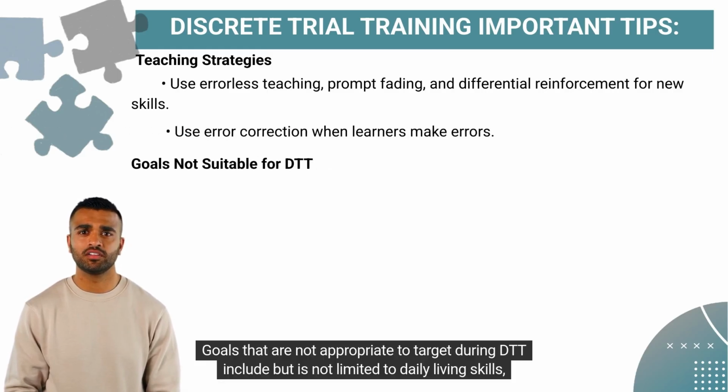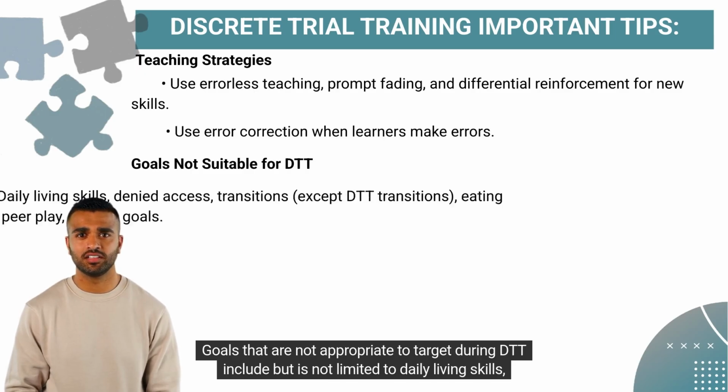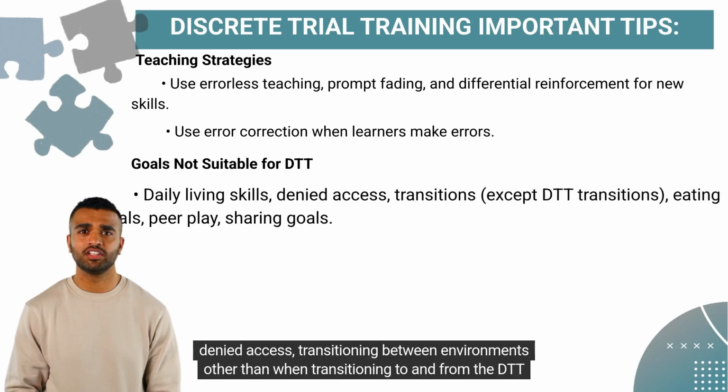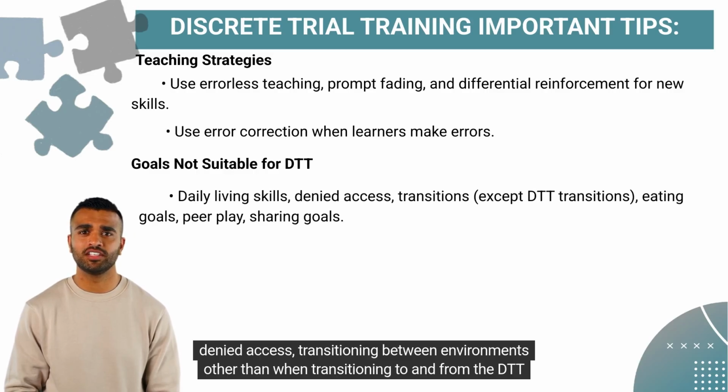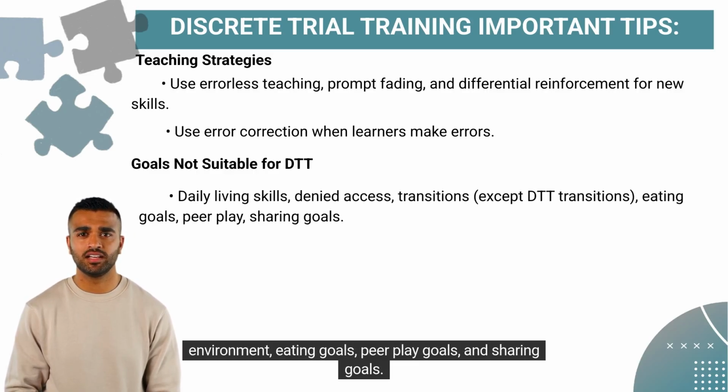Goals that are not appropriate to target during DTT include, but are not limited to, daily living skills, denied access, transitioning between environments other than when transitioning to and from the DTT environment, eating goals, peer play goals, and sharing goals.